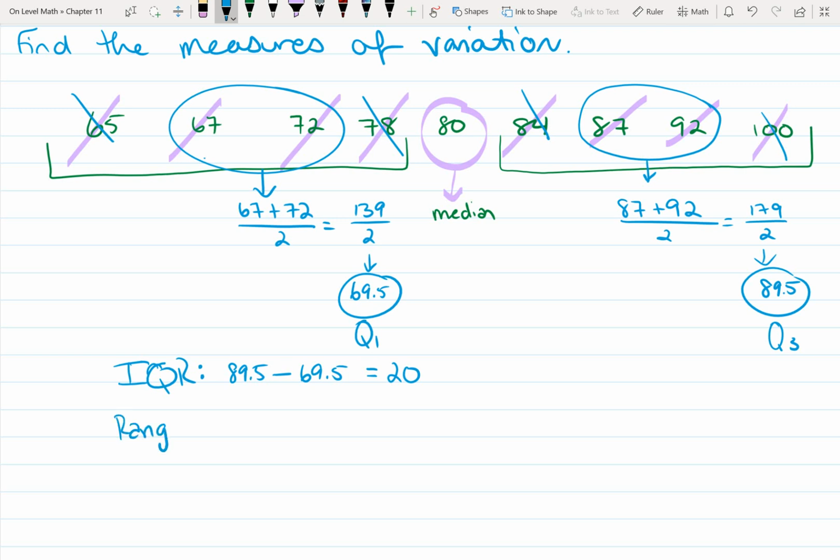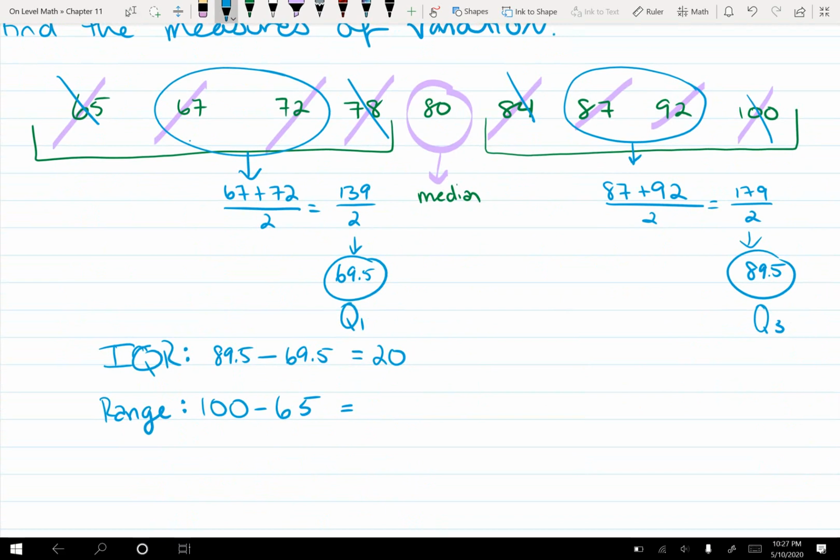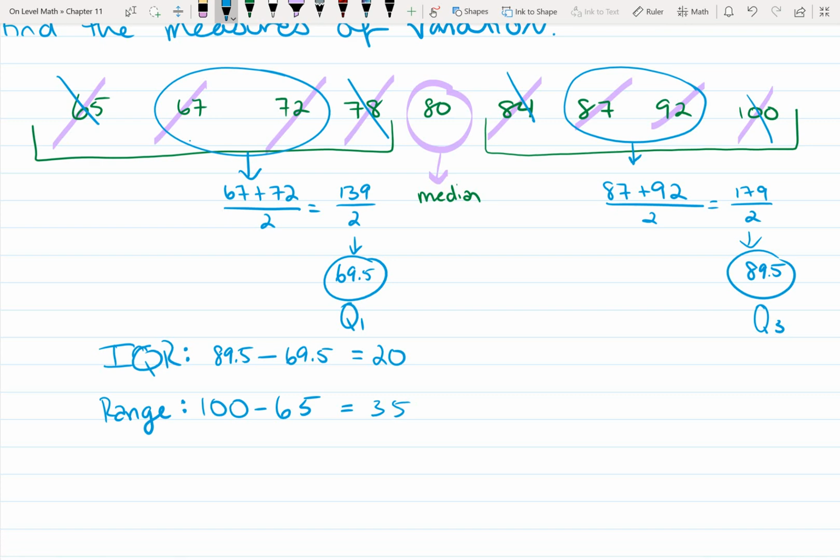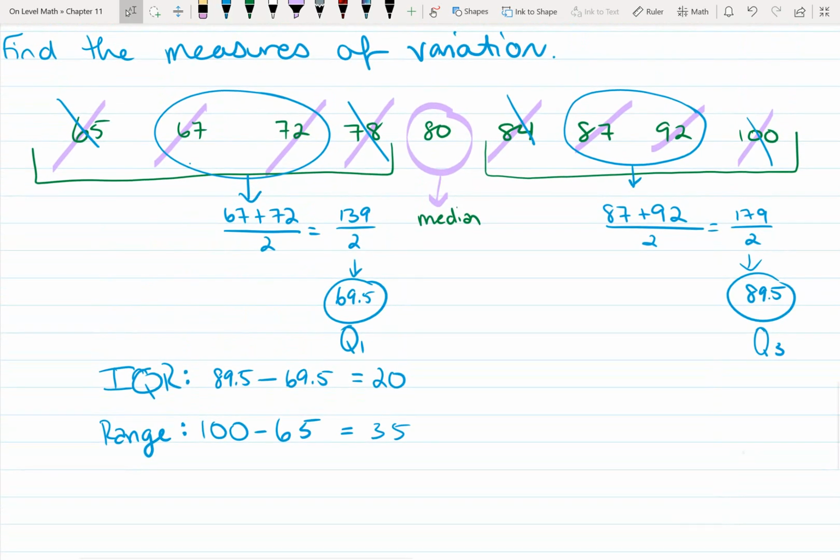Oh, the one thing we didn't find was range. Sometimes it asks, sometimes it doesn't. So range would be just our highest minus our lowest. On your homework, I believe only one question actually asks us anything about the range, so just keep that in mind. We also didn't find the range up here, but that's okay. So 100 minus 65, we've got 35, and that would be the only thing extra that it would ask for.